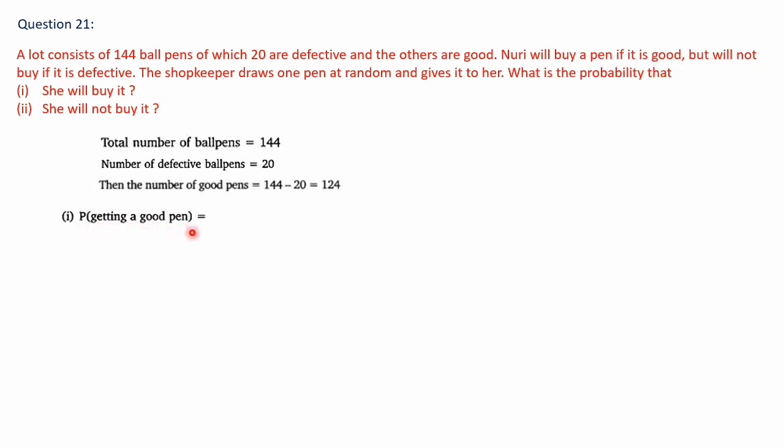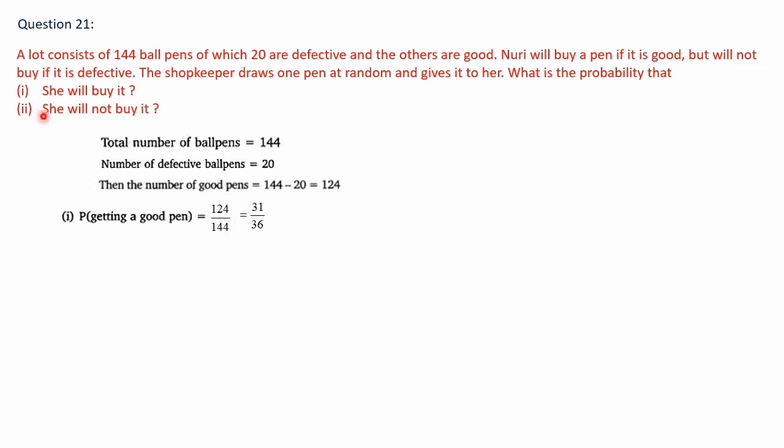Probability of getting a good pen means the number of good pens is our favorable one. So 124 divided by the total, 144. Then we can cancel with 4. 4 times 3 is 12 and 4 times 1 is 4... 31 in the numerator, and 144 divided by 4 will be 36. So 31 divided by 36, cancelling with the 4.